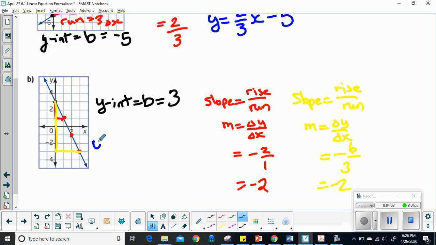So let's write out what our equation is going to be. So we've got y equals mx plus b. So y equals slope, which is negative 2x plus b, which is 3. Good.